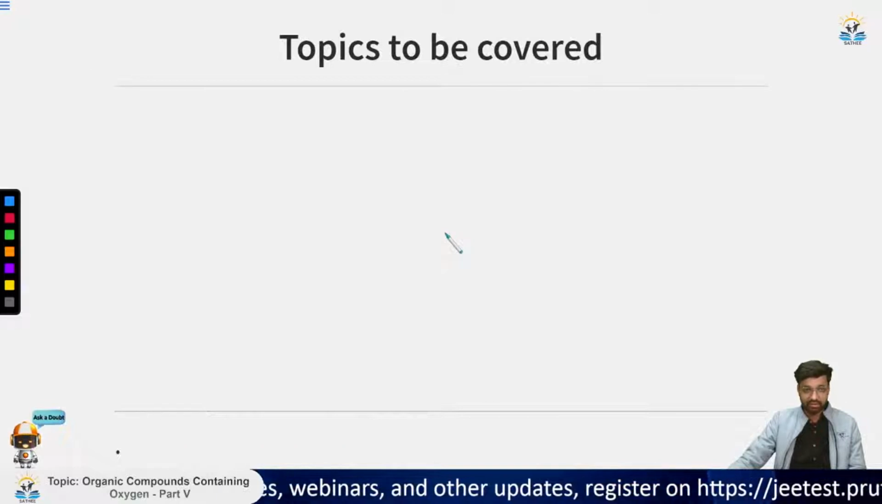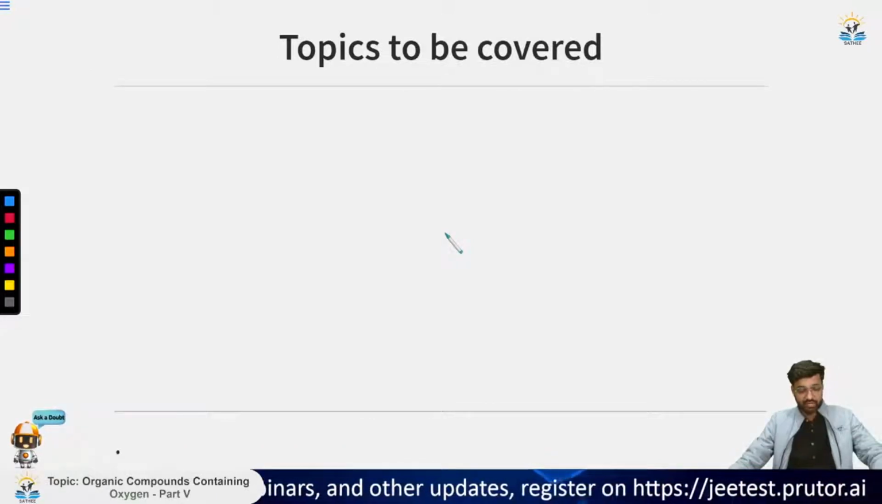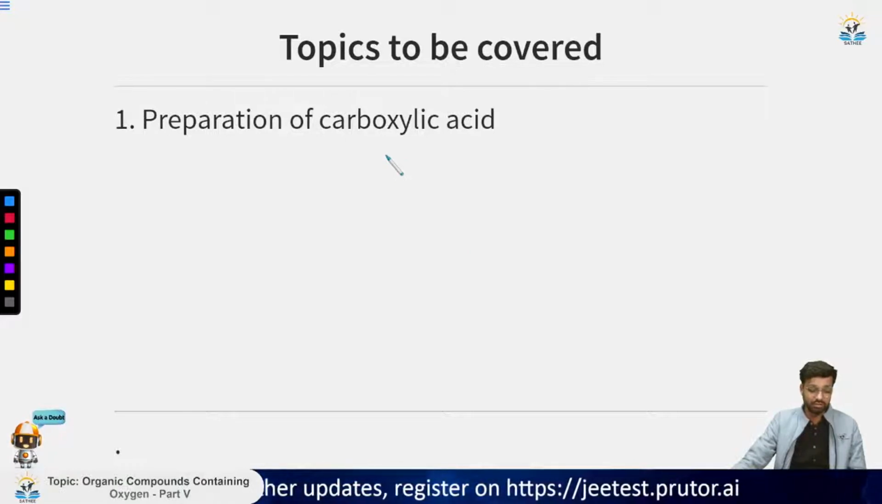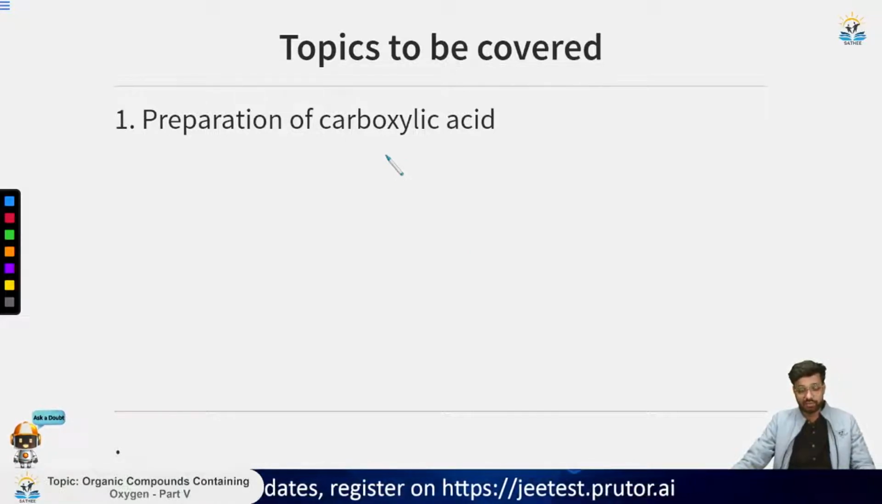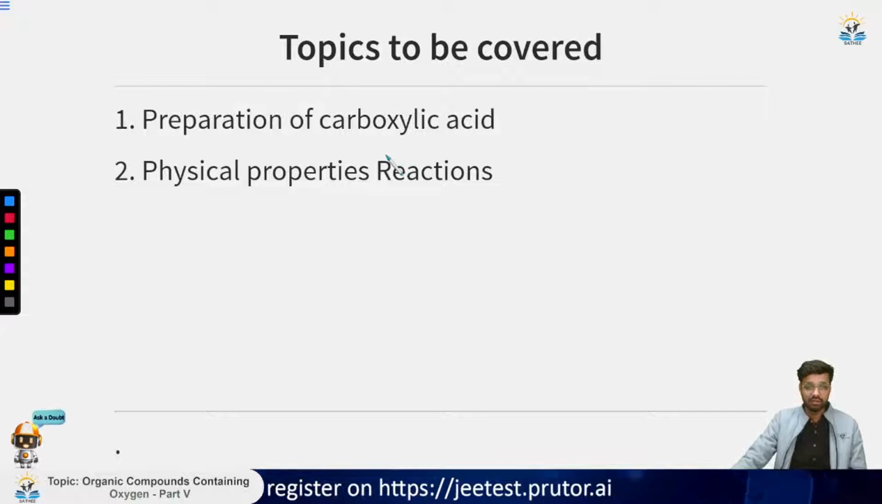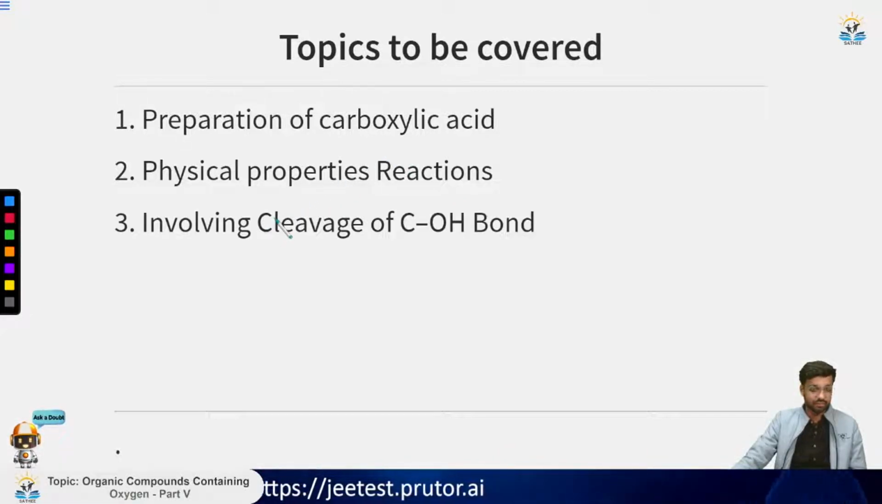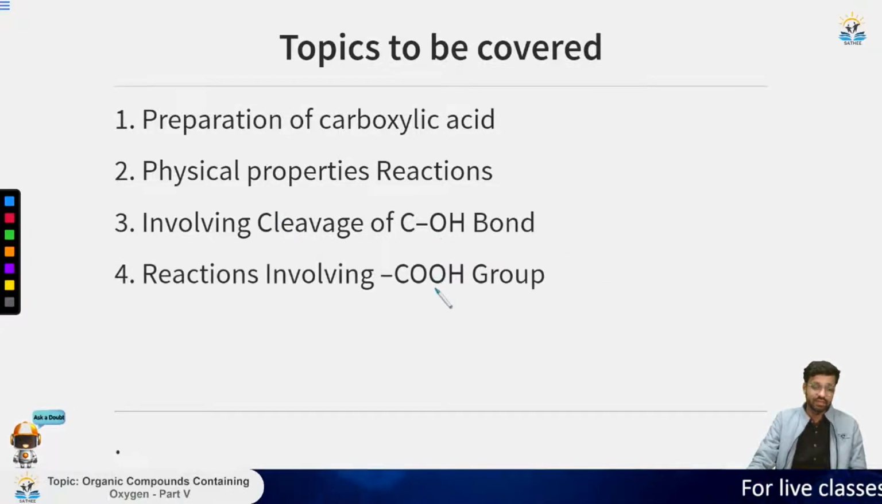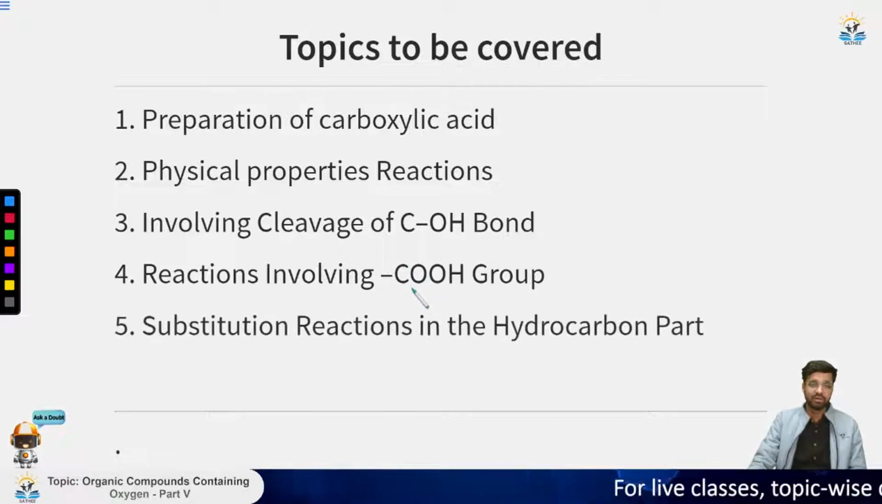Before that, let us see all the topics in a more detailed manner. The first one is preparation of carboxylic acid. We will see various methods of preparation. Then we will see the physical properties of carboxylic acid. Then the reactions that involve cleavage of the C-O bond, meaning the bond between C and O is to be cleaved. Next we will see the reactions that involve the COOH group.